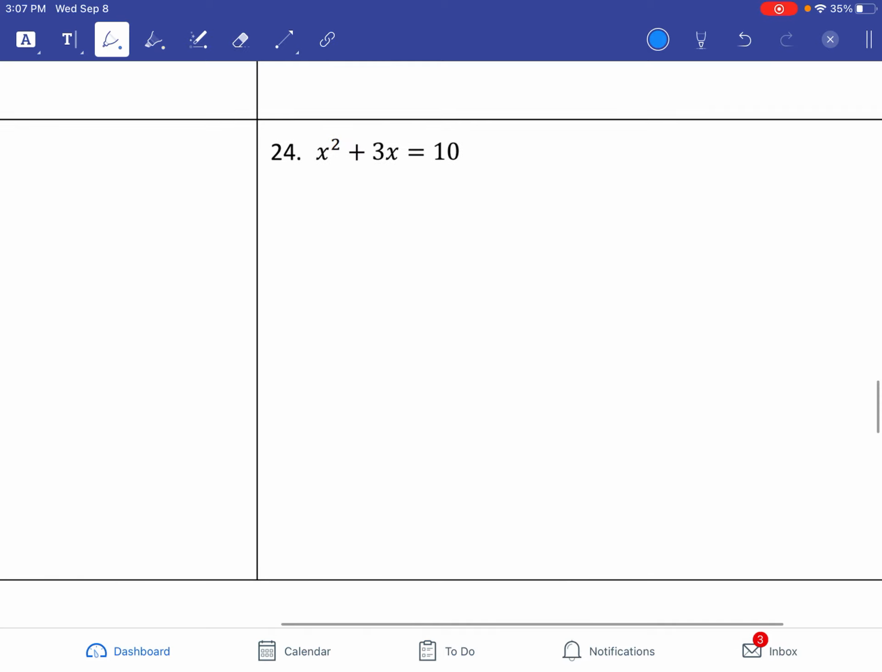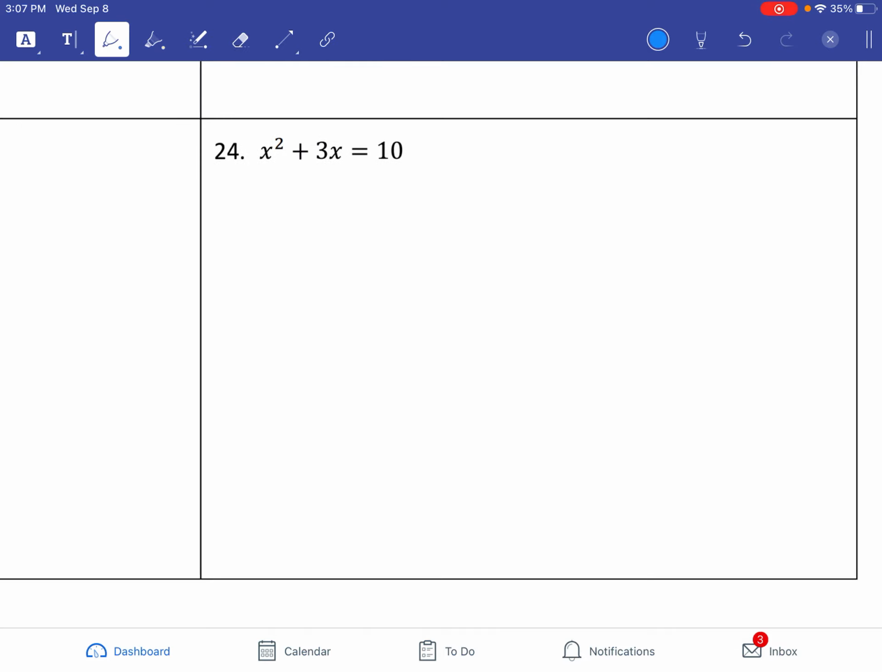Number 24. I have to set this equal to 0. So I'm going to have x squared plus 3x. I'm going to subtract the 10 to bring it to the other side, and it equals 0 now. Okay, I'm going to see if I can factor this.